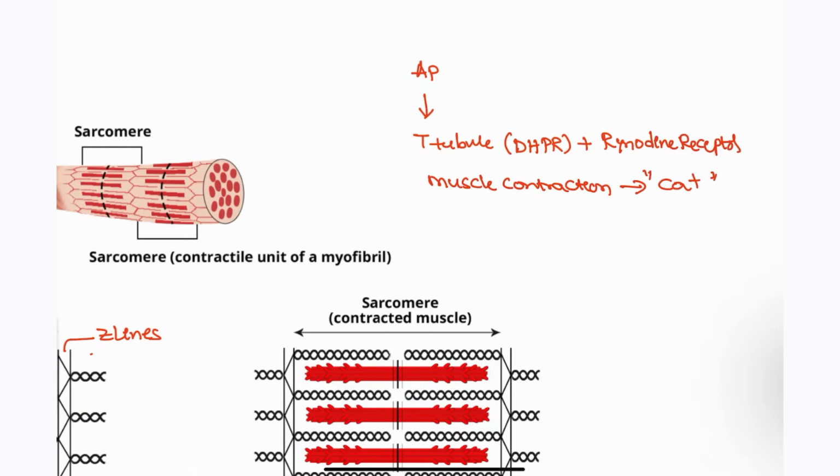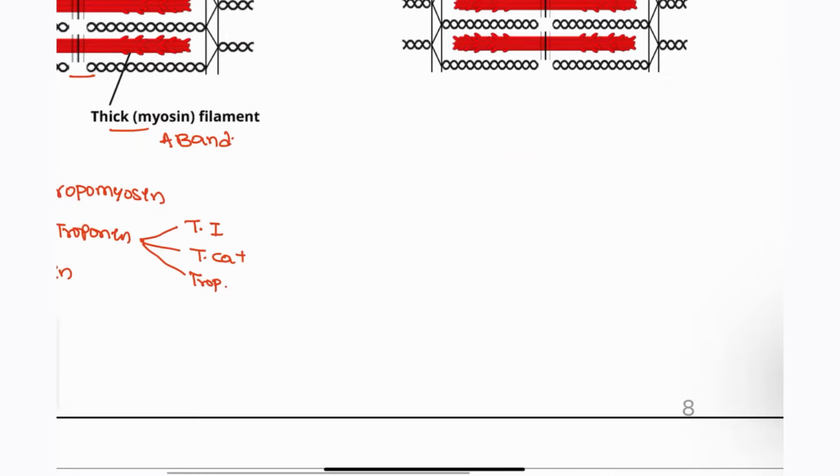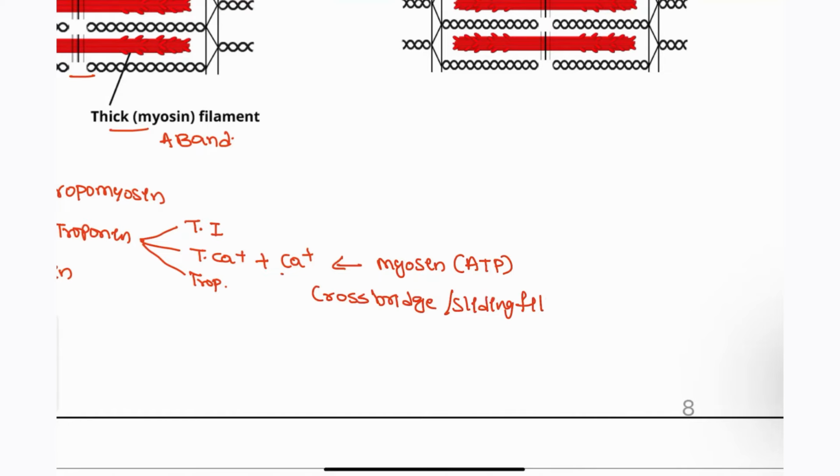Once the calcium is released, here is how it is going to bind. The calcium is going to bind with the troponin C in the actin, and the myosin from the other side will be activated with the help of ATP. So calcium and myosin binding will cause the cross bridge formation. Okay, it will form the cross bridge or sliding filament. This is known as muscle contraction.